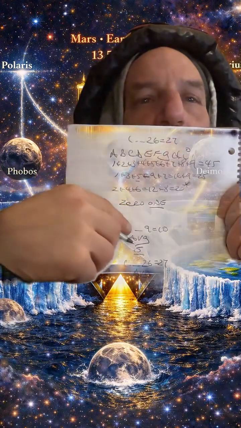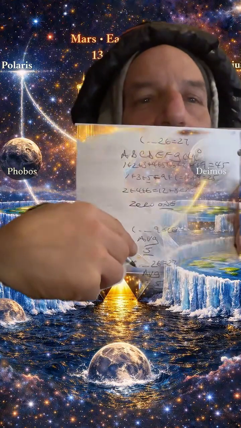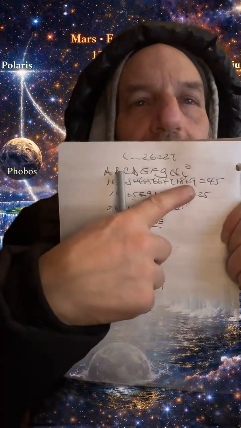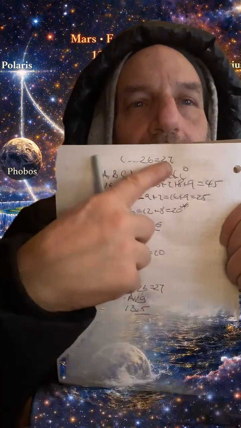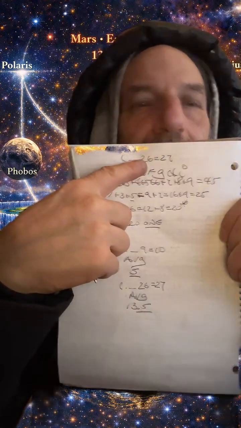So when you go from 1 to 9 in the alphabet, or 1 to 9 in numbers, the average is 5. 45 divided by 9. This equals to 351 divided by 26.